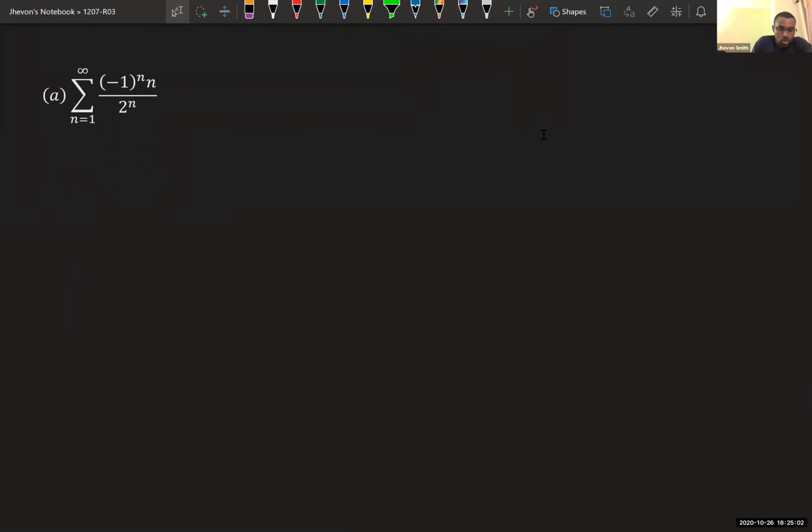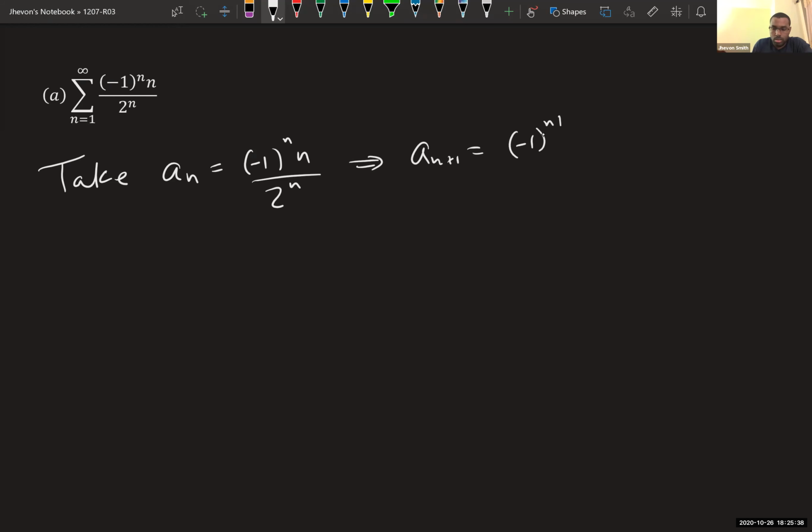Well, what you can notice here is you can take an equals the whole thing. Right? I'm not thinking of it as an alternating series right now. I actually want to know whether it converges absolutely. The alternating series test cannot tell me that it converges absolutely. So take an to be that, right? So this means that your an plus 1 is going to be, I'm going to replace all the n's with n plus 1s.